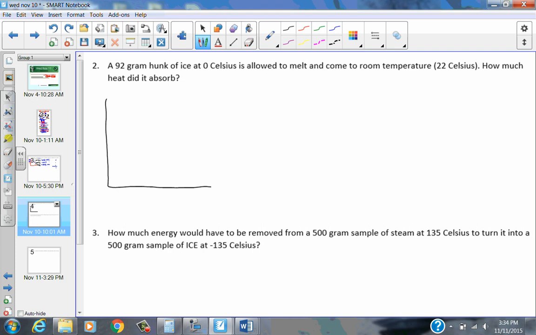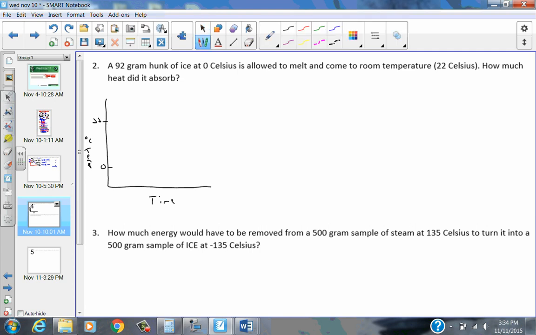A 92-gram hunk of ice, that doesn't belong on the chart. The chart's going to be time and temp, or degrees Celsius, which is temp. You don't have to label it; I'm doing it so we understand. It's at 0 degrees Celsius. I'll just put a 0 here. It doesn't matter where it's at. And it's going to melt, and then it's going to come up to 22 degrees Celsius. So I don't need 100 or 110 or negative anything. Those are the only numbers I need.